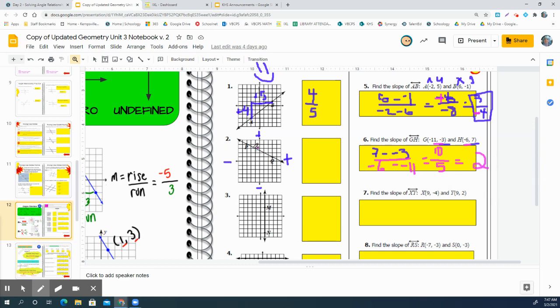Okay. And if we come over here, we're going to do the same thing. If you're on the graph, you start with a P, and we're going to go down 1, 2, 3, and right 1, 2, 3, 4, 5, 6. So down 3, right 6 would reduce to negative 1/2.